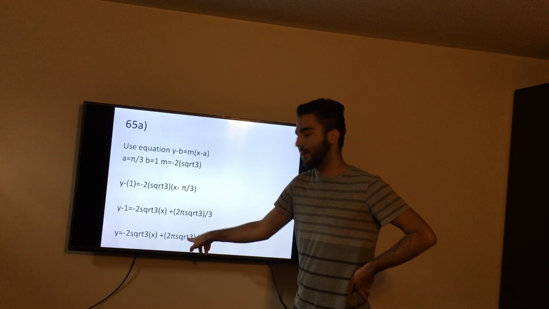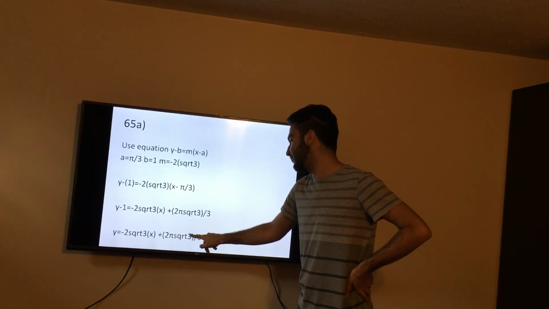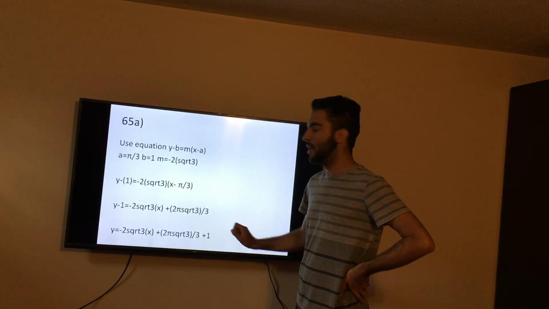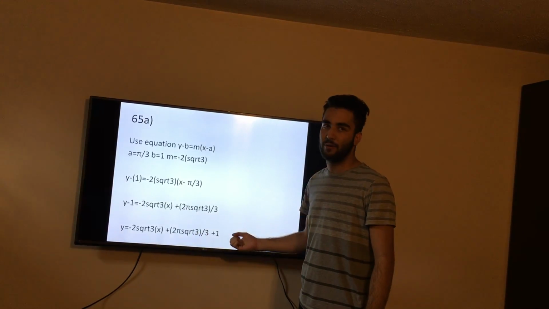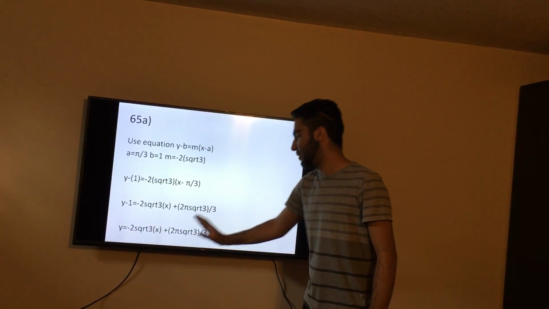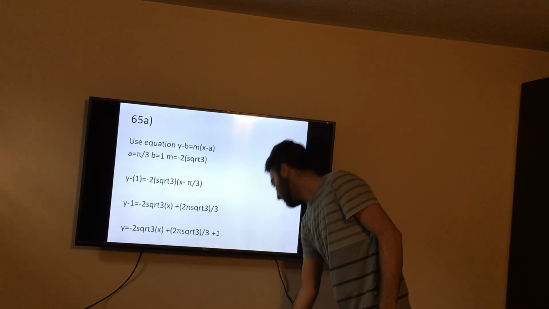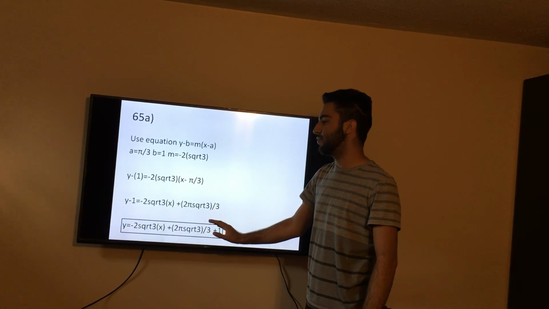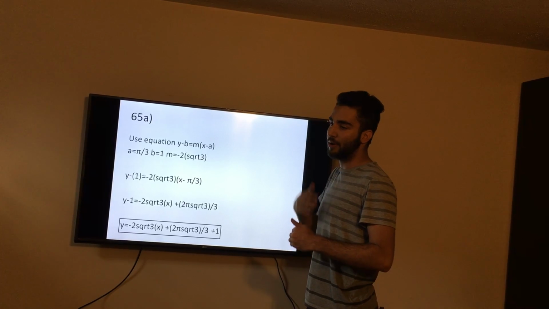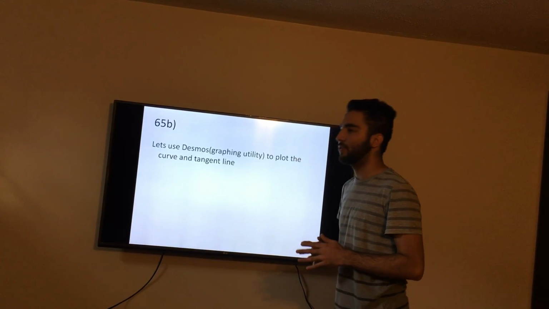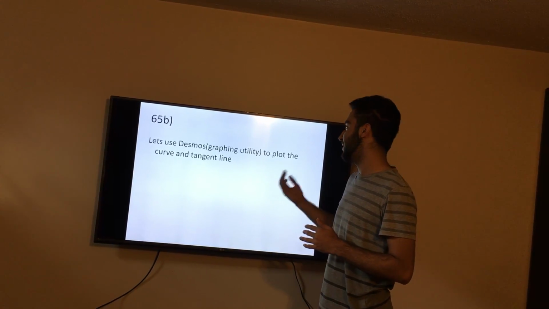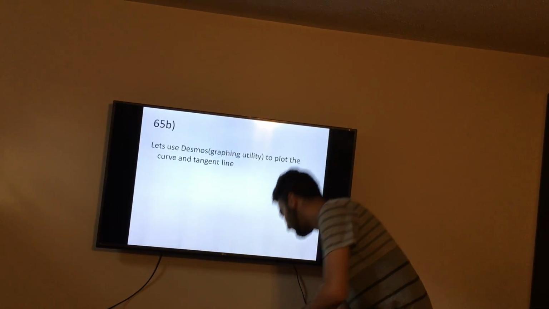We've got two constants right here. One is 2 pi square root of 3 divided by 3, and one is 1. Normally I would use a calculator to find out what this is, but in this course we're not allowed to do that, so I kept them in separate terms. So this is basically our tangent equation. Now we've already figured out part A, so we move on to part B. Part B is to use graphing utilities to plot the curve and the tangent line.